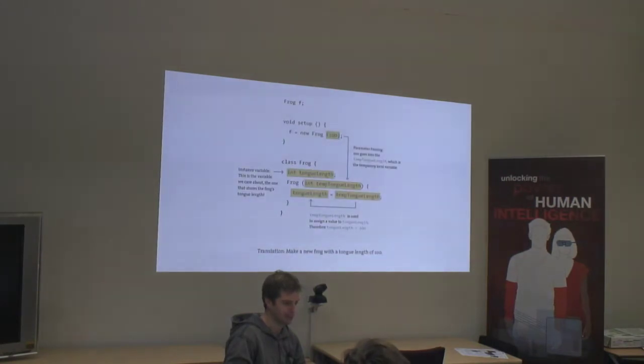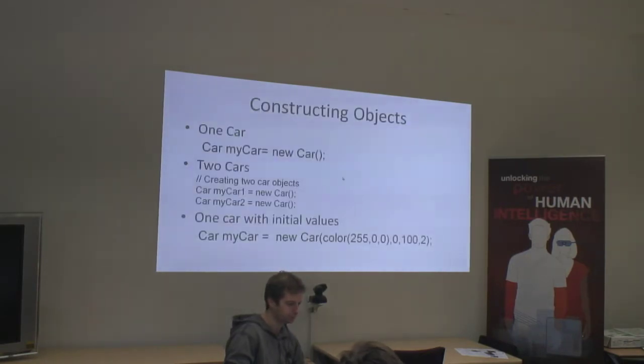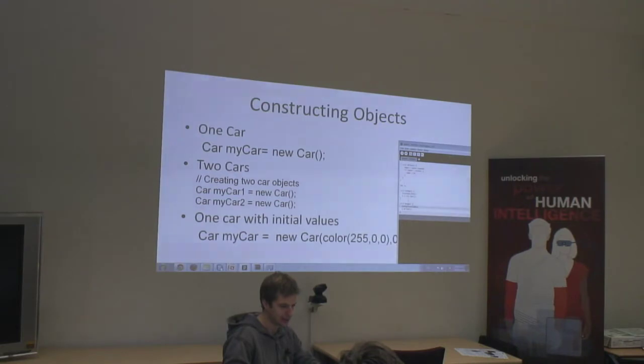So this is another example they give, creating a frog with a constructor. The frog's constructor takes a temporary tongue length and assigns that temporary tongue length to its tongue length variable. We can create 2 cars now. So car c2.